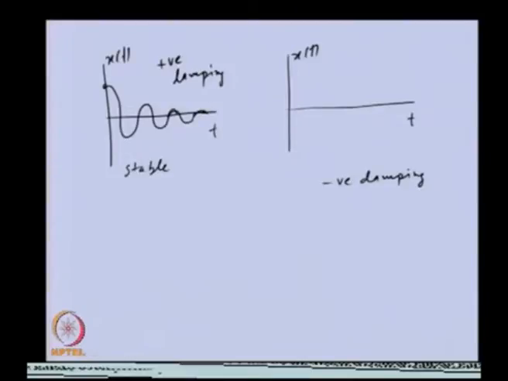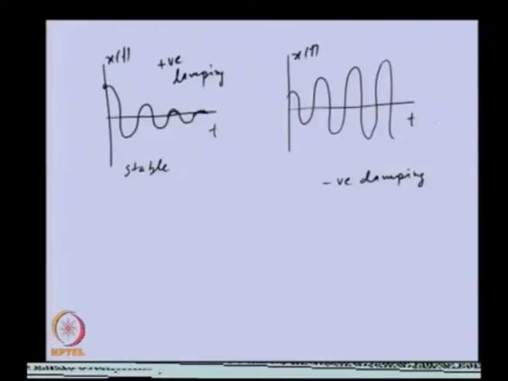That means at every cycle we expect an increase in the energy of the system. So whatever disturbance we give, after some time we will find that the amplitude will grow like this, and for a linear system we expect this amplitude will become infinity after some time.